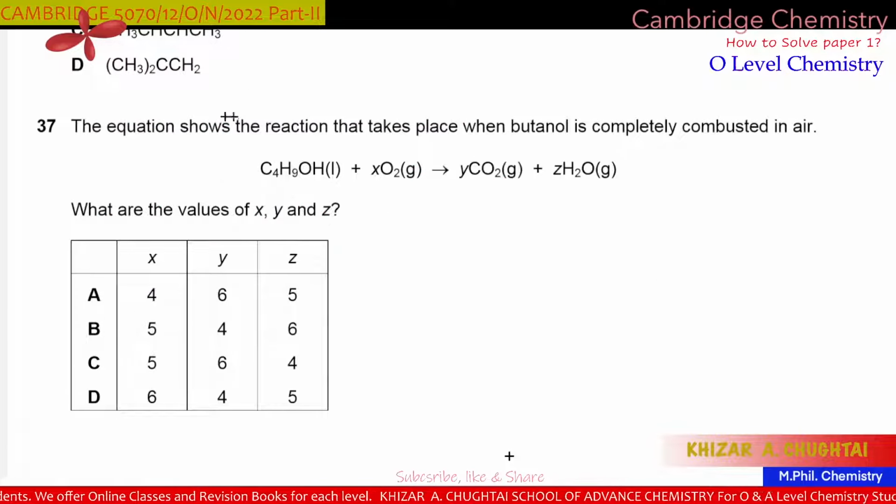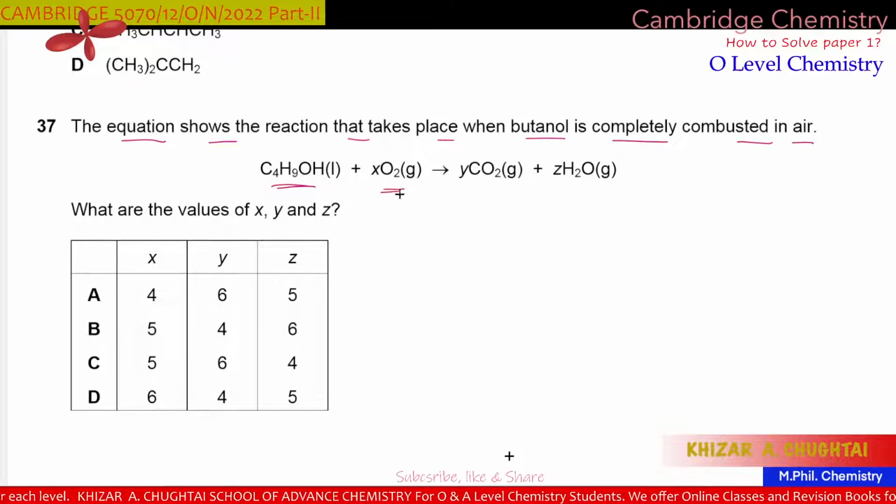Question number 37. The equation shows the reaction that takes place when butanol is completely combusted in air. This is the butanol, excess oxygen, and here is CO2 and H2O. What are the values of X, Y, and Z? By balancing this equation, we can get the answer. How many moles of carbon atoms are there? 4. The same moles of CO2 will be formed, so 4 moles of CO2.